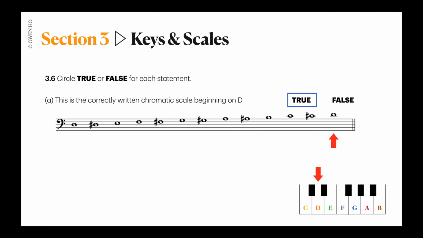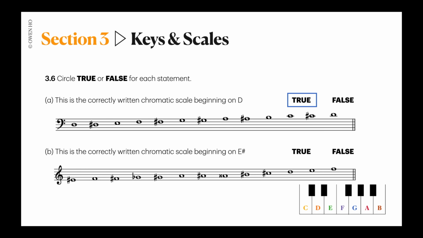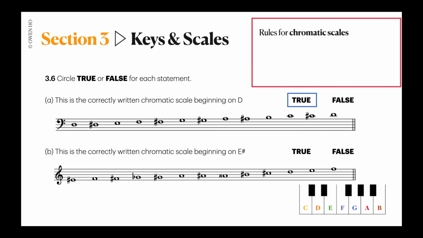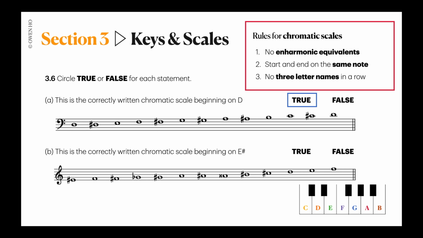Here's another example question. In this case, a chromatic scale starting on E sharp. In addition to what I just said about the chromatic scale having to cover all the semitones, there are three additional rules. The first is that it shouldn't have any enharmonic equivalents. Second, it should start and end on the same note. Lastly, there should be no three-letter names in a row.